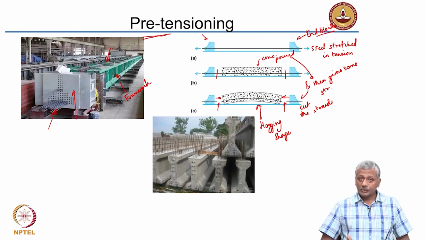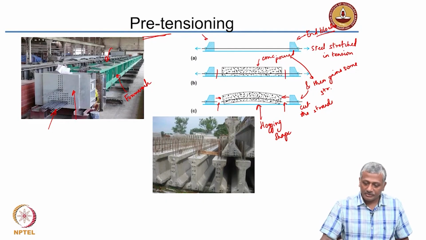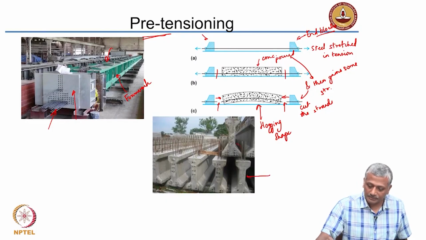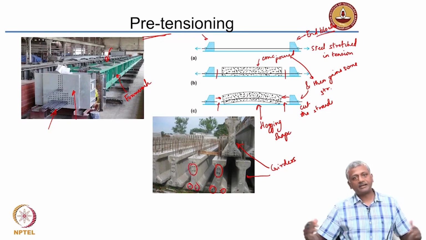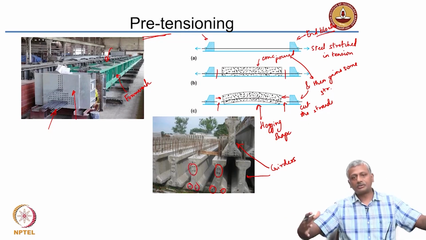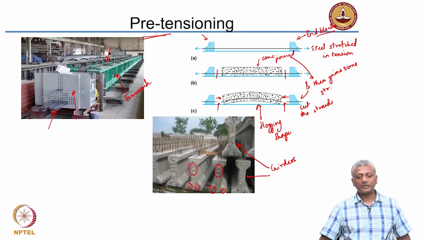With this, we usually make a lot of beams for bridges, like the ones shown here. These are called girders, and you can see these are the steel strands running through the concrete that have been cut, and that has transferred pre-compression to the concrete, okay.